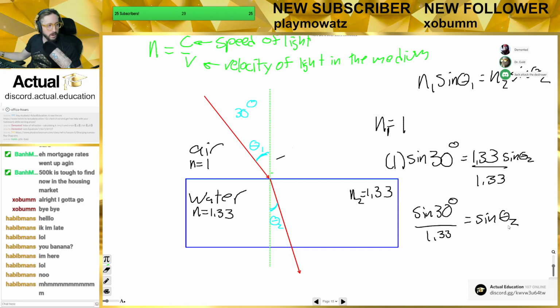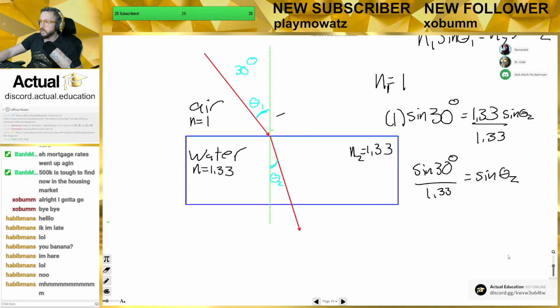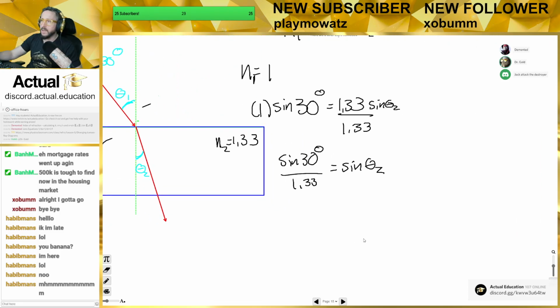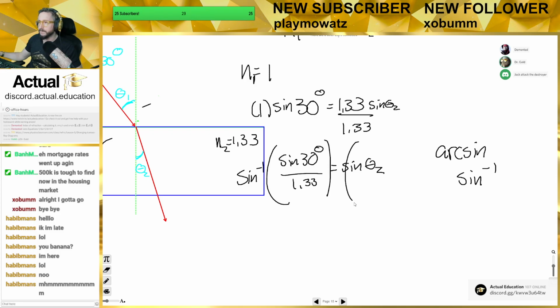Do you know how to solve for theta 2 here? Do you know how to do this on your calculator? No? That's okay, I'll show you. If you're ever trying to get this angle out and there's a trig function in front of it, what you need to do to both sides is the inverse trig function. They call this either arc sine or sine to the -1. There are two words for this. So I'm going to do sine to the -1 of both sides.